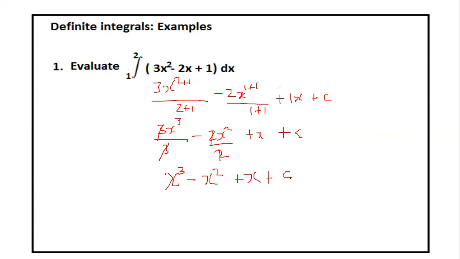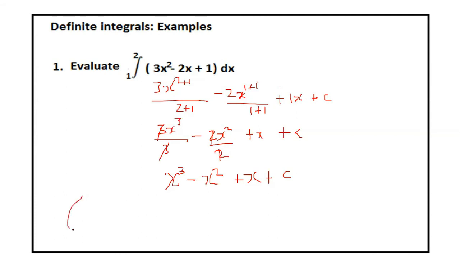Okay, now that you have done that, what you're going to do is very simple. You start with the top one here. So we have x to the power 3 minus x squared plus x, plus c. Since now these are definite integrals, this is where you have to evaluate and find the actual answer.